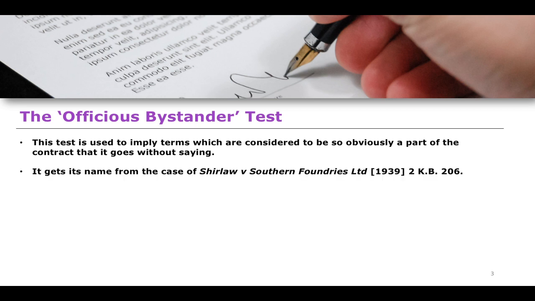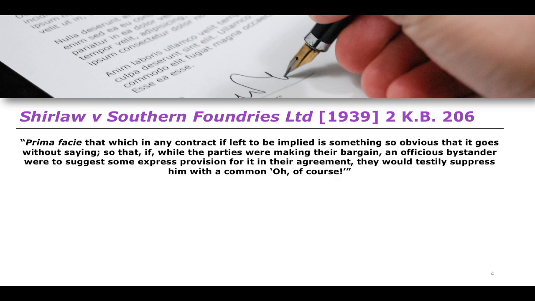It is called the Officious Bystander test because it comes from the case of Shirlaw v Southern Foundries Limited from 1939. Specifically, this quote. They say, quote, "Prima facie, that which in any contract, if left to be implied, is something so obvious that it goes without saying, so that if, while the parties were making their bargain, an officious bystander were to suggest some express provision for it in their agreement, they would testily suppress him with the common, 'Oh, of course.'"